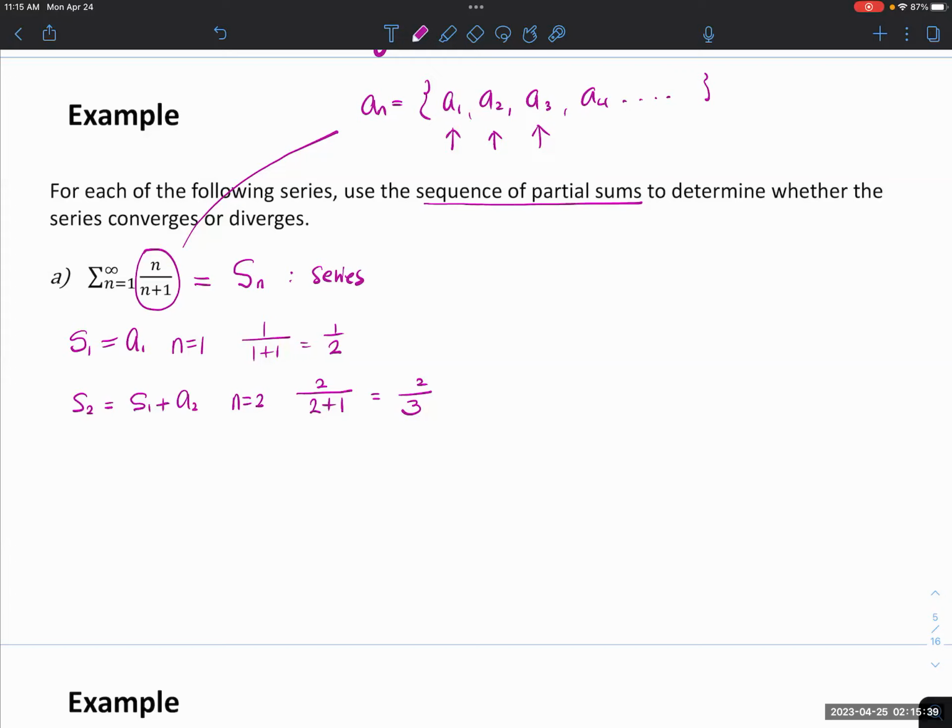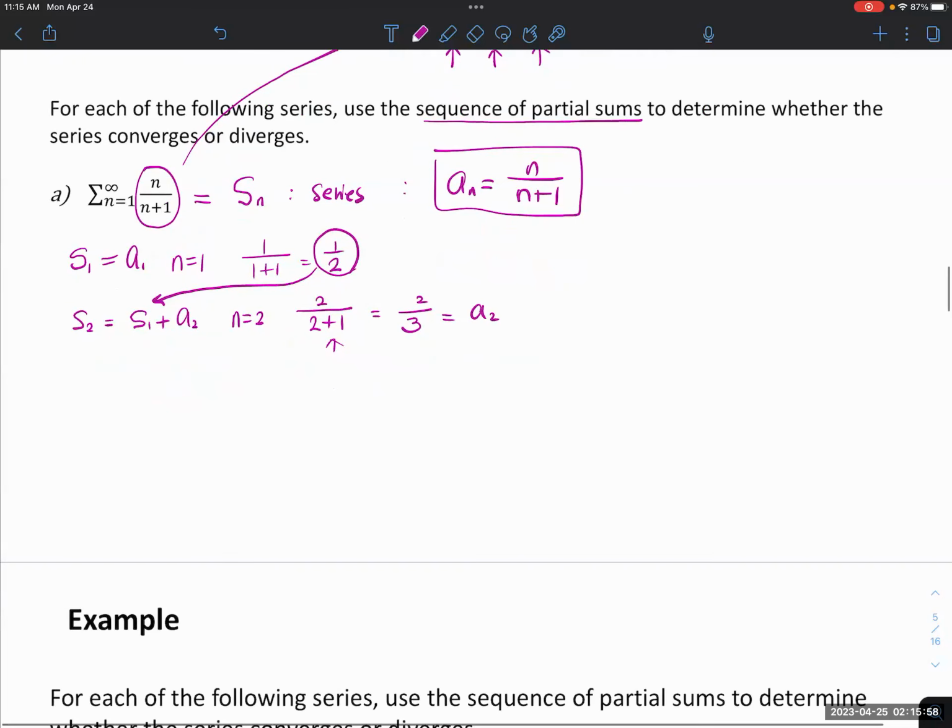So we already know S1 is this, so you can plug in here. And when you look at this, this is the AN, so AN equal to n over n plus 1. This is A1, this is A2. So what does it mean? S1 plus A2 is 1 over 2 plus 2 over 3. Just hold up there, I don't want to make it too confusing.